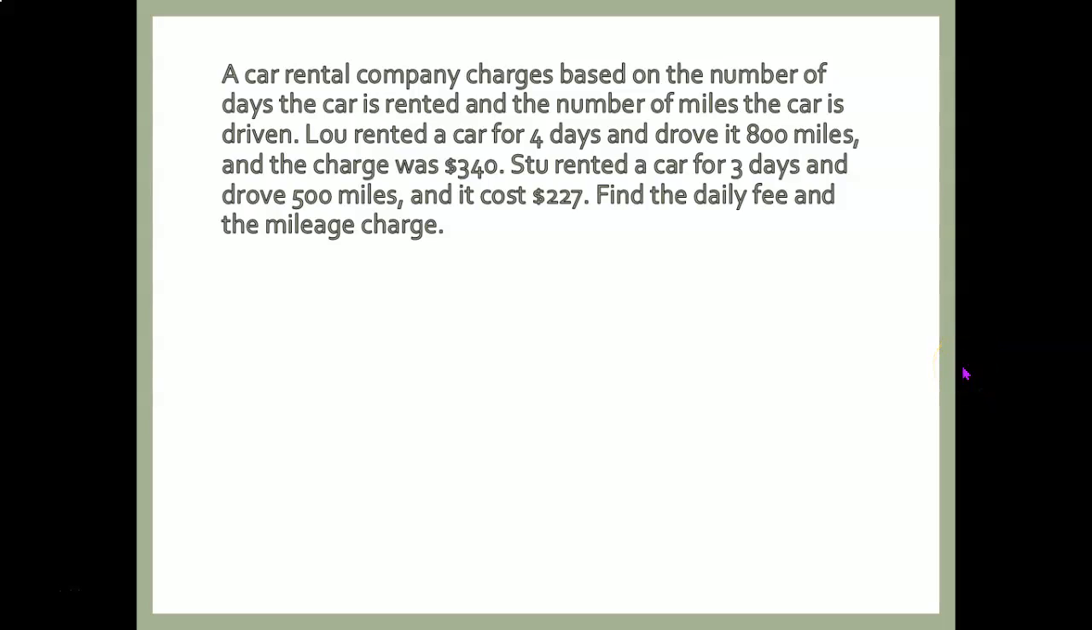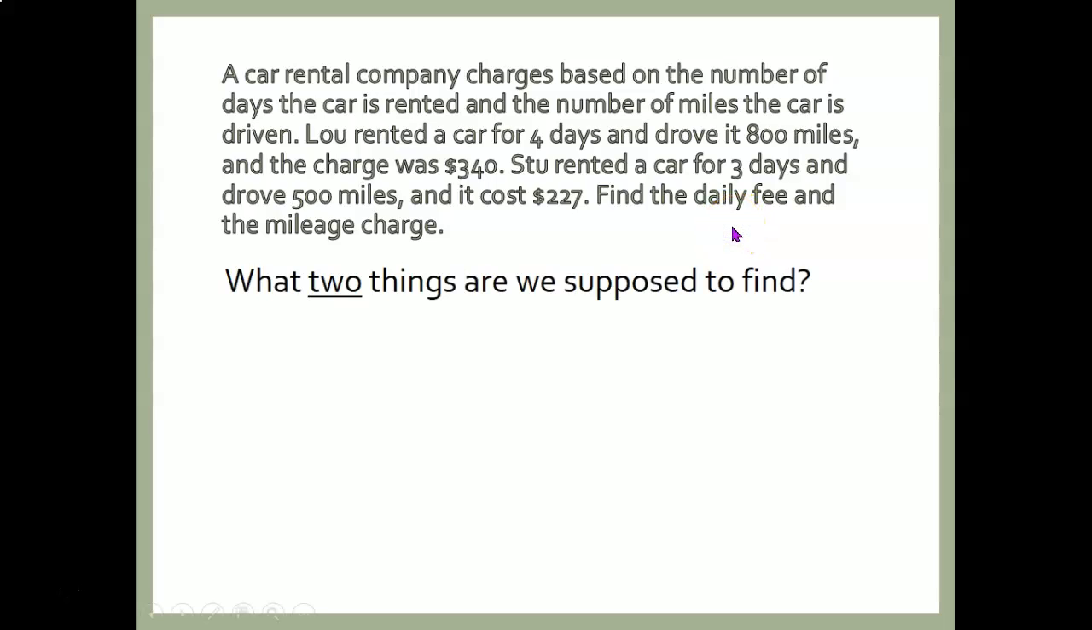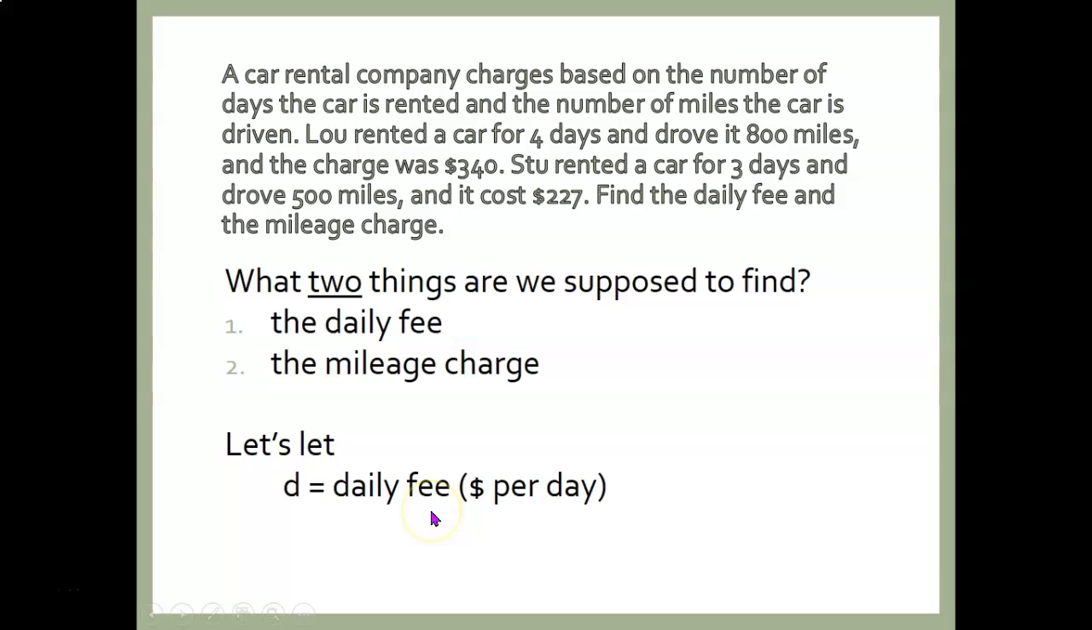Remember, we always want to start by thinking, what two things are we trying to find? Here the two things we need to come up with are the daily fee and the mileage charge. So let's set things up with two variables. We can call them X and Y, or we can use other letters. How about we use D to stand for the daily fee, so it costs D dollars per day to rent the car. And M stands for the mileage charge. You get charged M dollars per mile.